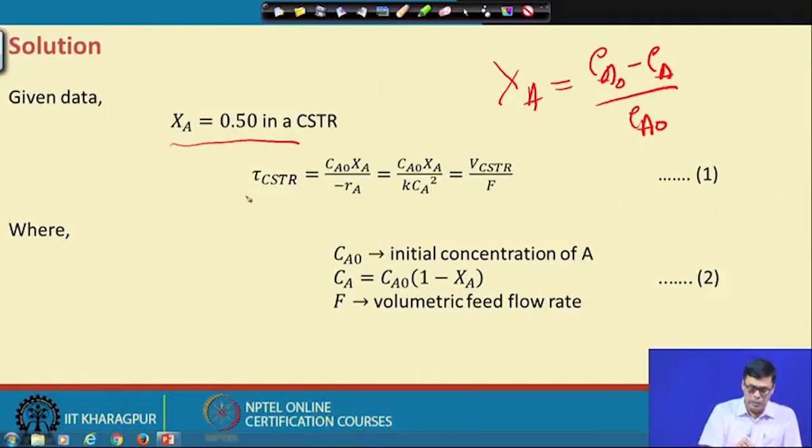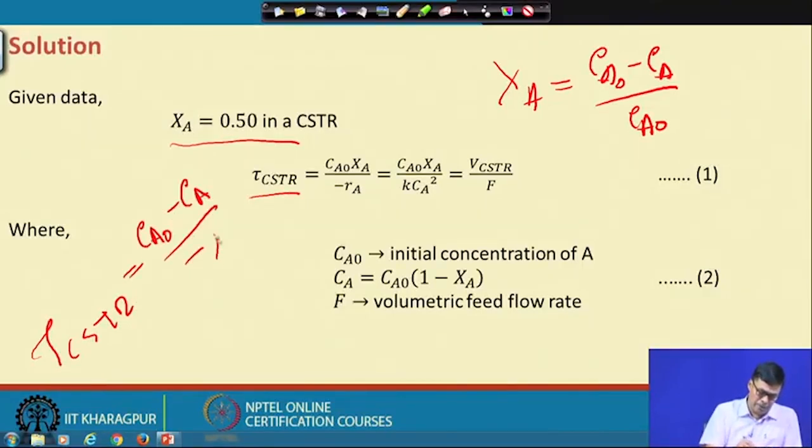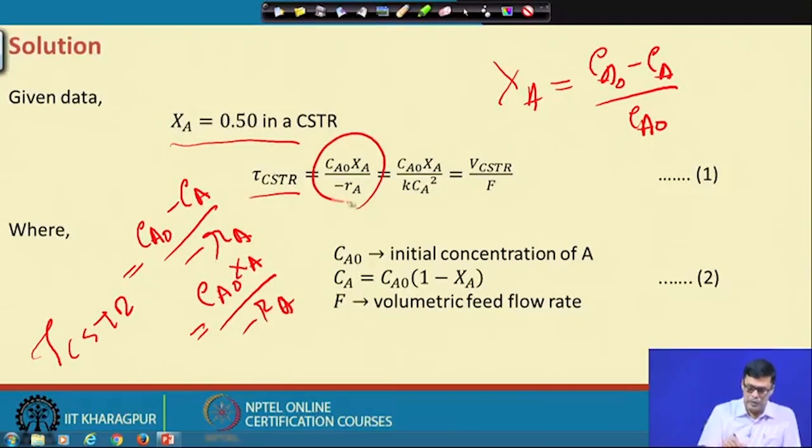Now, what is the equation that we have? Tau CSTR equals, I told you, C A 0 minus C A by R A. Now, this is equal to C A 0 into X A by R A. So this is how it has come, and then this is the rate of reaction, K into C A squared, and this should be equal to V by F, what I told you previously.